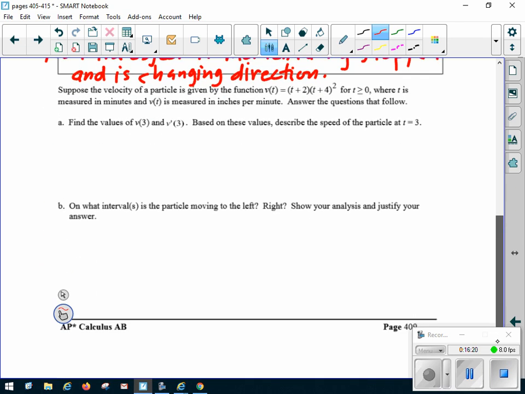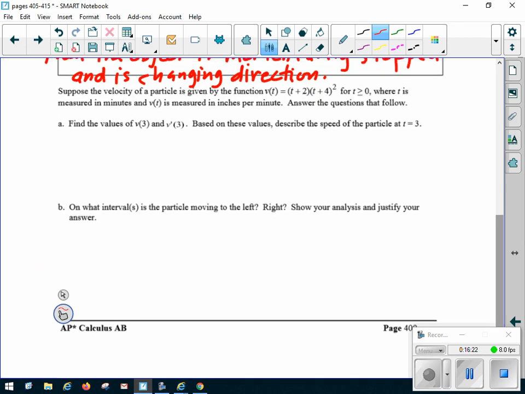Let's see what we can do here. Suppose the velocity of a particle is given by this function for t greater than or equal to 0, where t is measured in minutes and v of t is measured in inches per minute. Answer the questions that follow. We want to find the value of v of 3 and v prime of 3. How are we going to do it? I'd plug that into y1. Sure as anything, I'd plug that thing into y1.